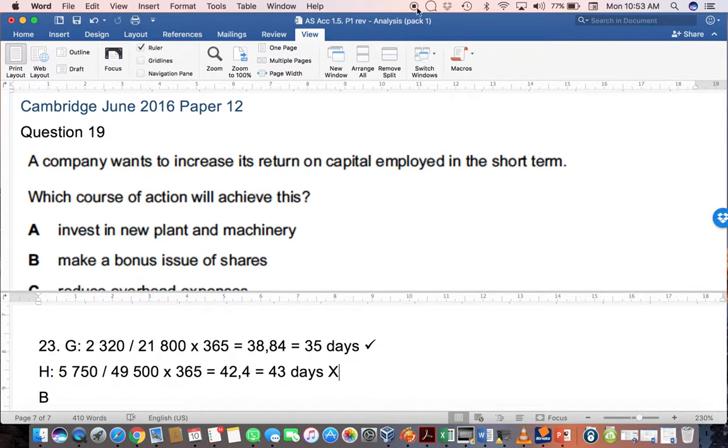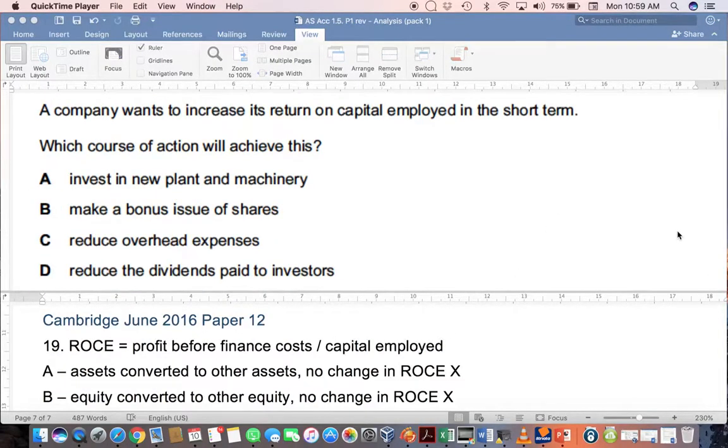Moving on to Cambridge, June 2016. Increase its return on capital employed in the short term. Which course of action will achieve this? Before you start looking at the answers, just quickly think about what ratio we are looking at. Return on capital employed refers to our profits, particularly profit before finance costs, compared to the total capital employed. So if we want to increase this ratio, we either need to increase our operating profit or we need to decrease our equity and our long-term liabilities. So how would we achieve this?